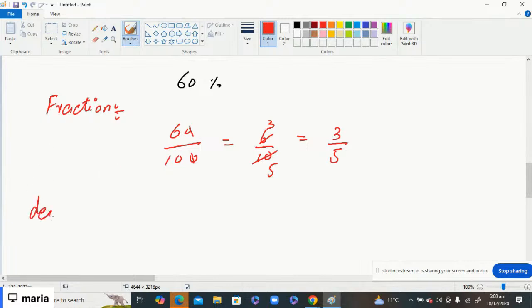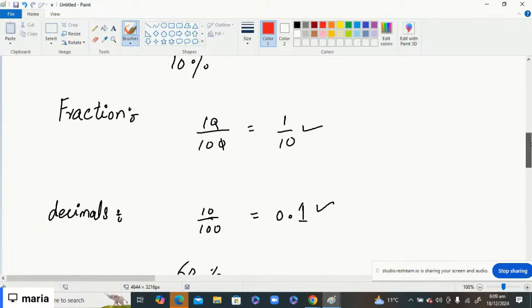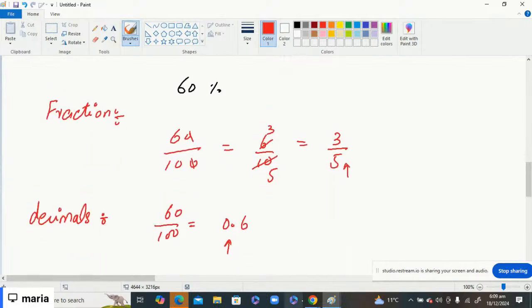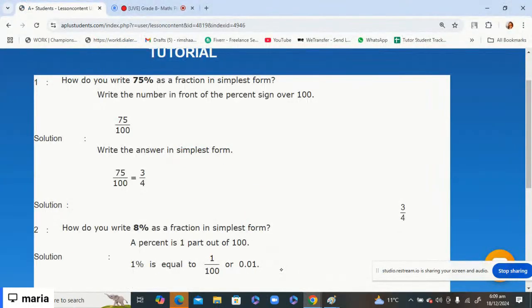Now for the decimals, 60 over 100, and when you divide 60 by 100, that becomes the answer 0.6. This is the decimal and this is the fraction. This is the way you solve with the decimals and the fraction numbers. Now let's do the test questions.